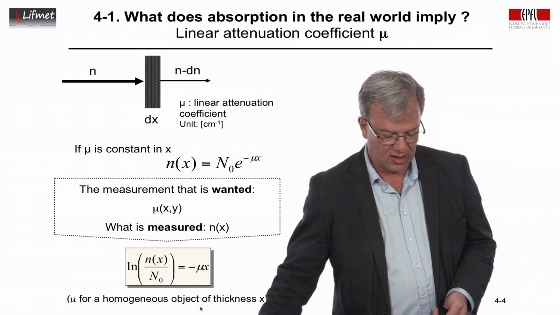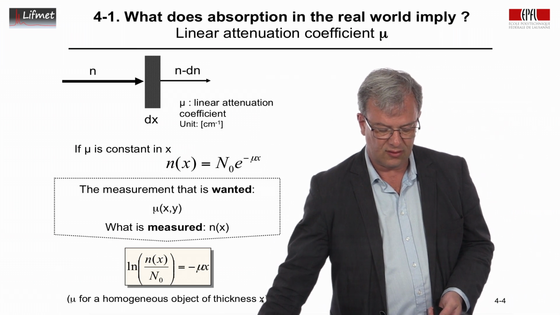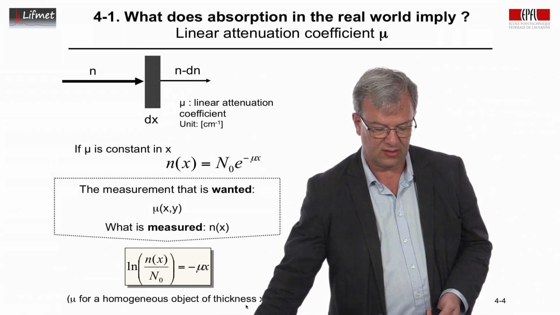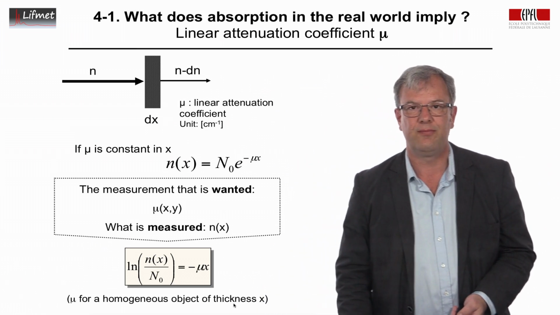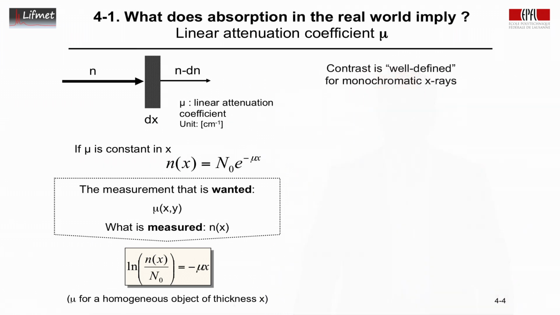This here is the example for a homogeneous object with thickness x. So we'll have assumed here that this is x for this example. Now, contrast is well defined for monochromatic X-rays. We have the linear attenuation coefficient for a certain photon energy in kiloelectron-volt. That is a well-defined parameter, and so we get very well-defined contrast. But we have seen that the linear attenuation coefficient depends on the photon energy, it depends on the atomic number, and it depends on the electron density.